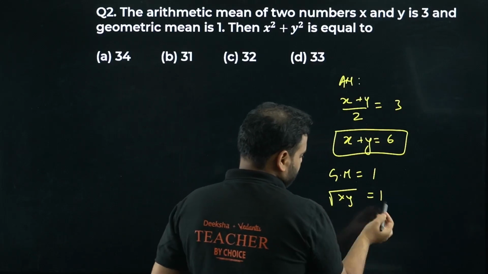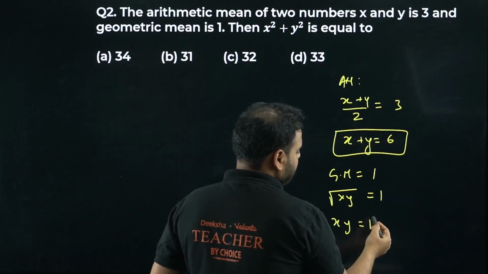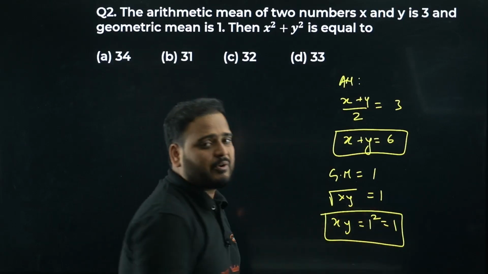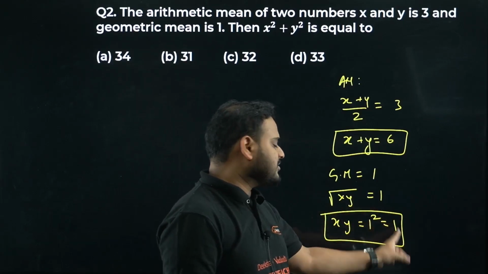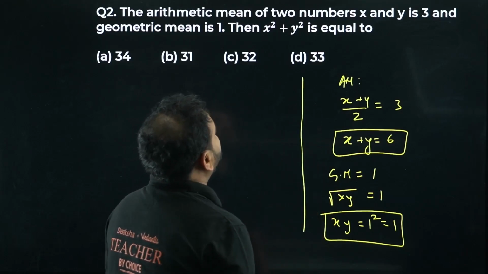From here I can square on both sides. I get xy equals 1 square, which is nothing but 1 only, right? If you square on both sides, you'll have xy equals 1. Now what are they asking us? The value of x square plus y square.